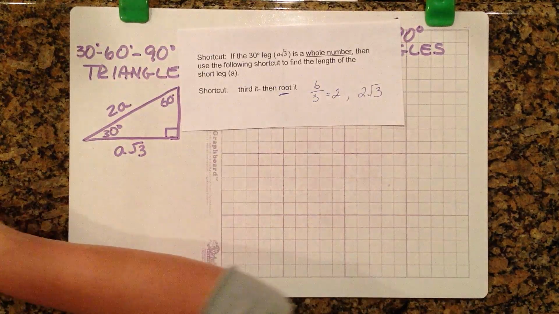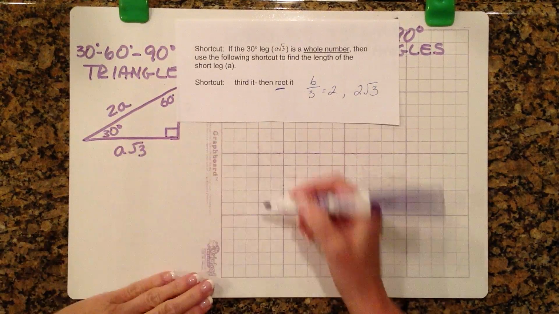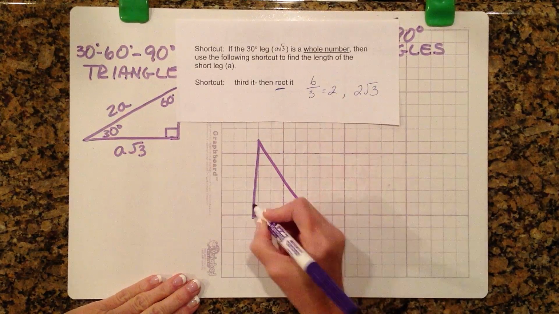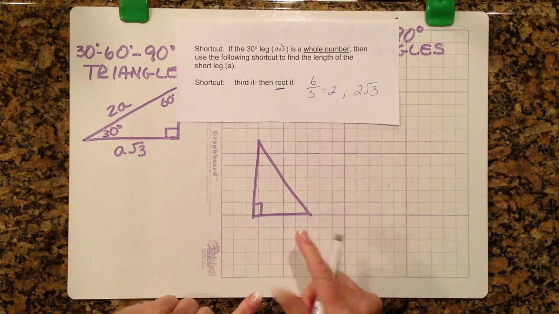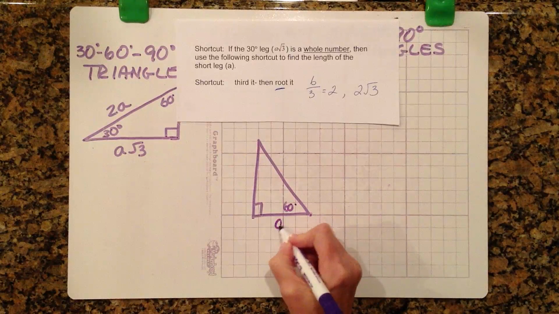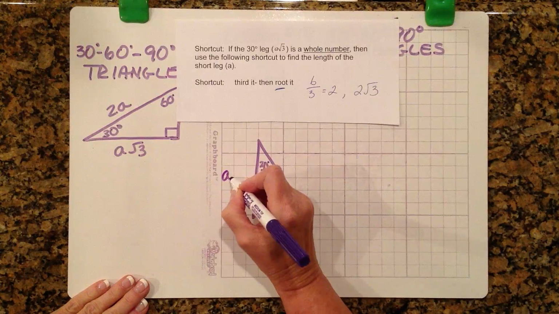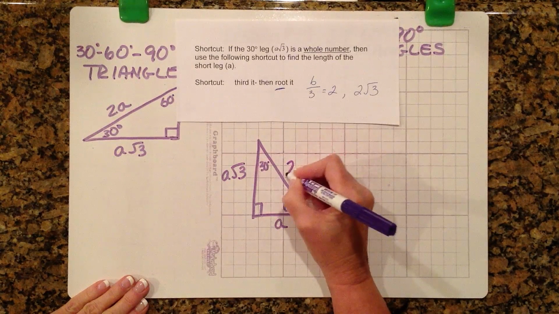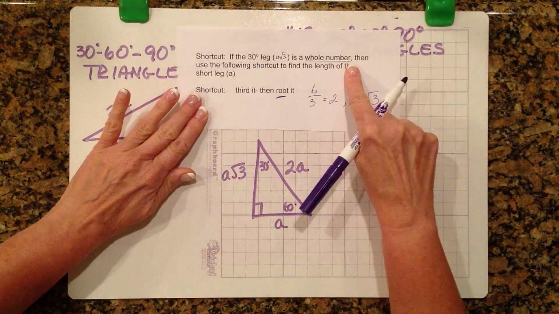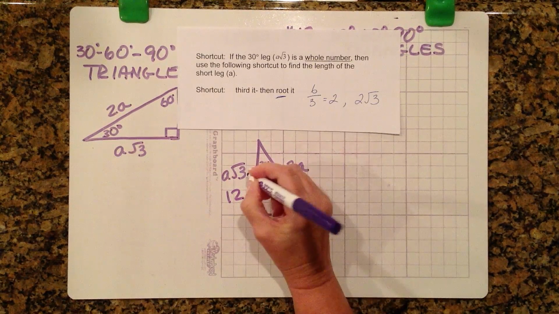Alrighty, let's do one more example before we finish for this lesson. If I have a 30-60-90, okay, look at this. Which one's going to be a? Which one looks like the short leg? That one looks shorter to me. So that's the 60-degree side, and that's a. The longer leg's the 30-degree side, and that's a square root of 3, and this is 2a. Okay, let's say that my 30-degree side happens to be a whole number. Let's say it's 12. I'm just making that number up.